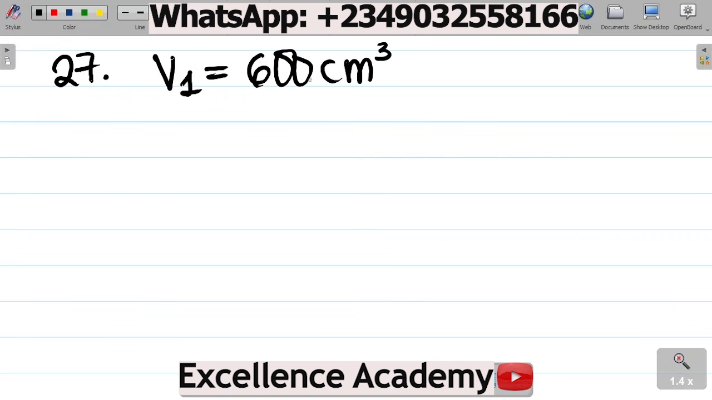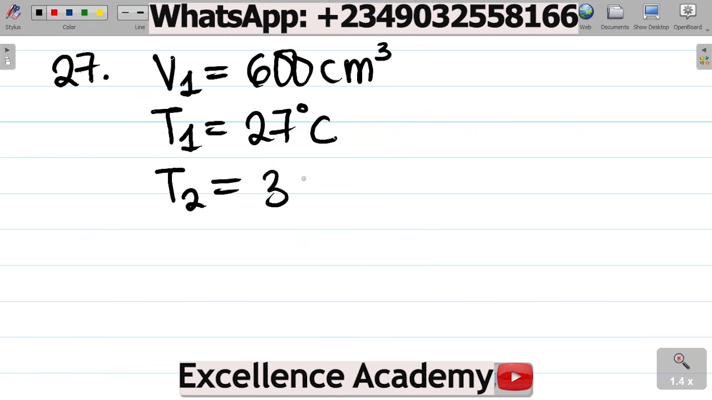The first thing we're given there is the initial volume V1 as equal to 600 cm cube. Also, we're given its temperature, let's call that T1, as 27 degrees Celsius. Also, we are given the final temperature T2, as equal to 35 degrees Celsius. And we are asked to find the volume at this particular temperature. So how do we do that? Now, of course, for this, we'll have to use Charles' law. But before we use Charles' law, let's convert the temperatures to Kelvin.